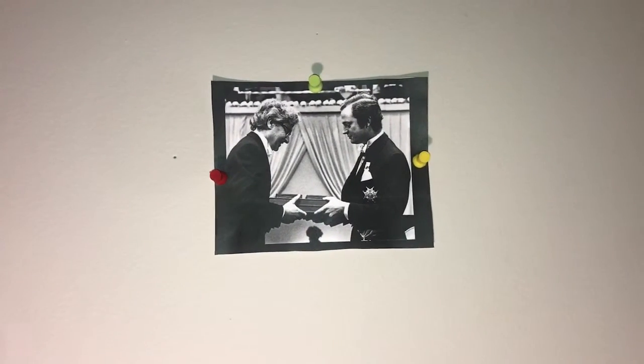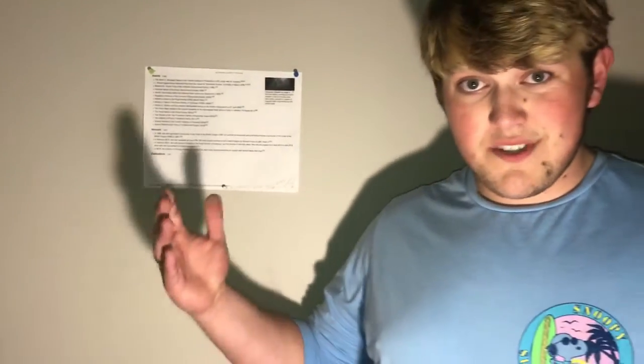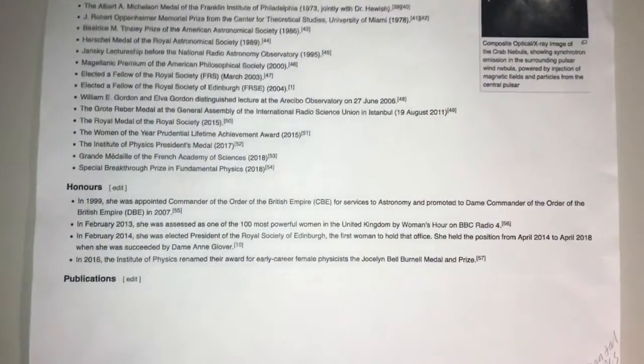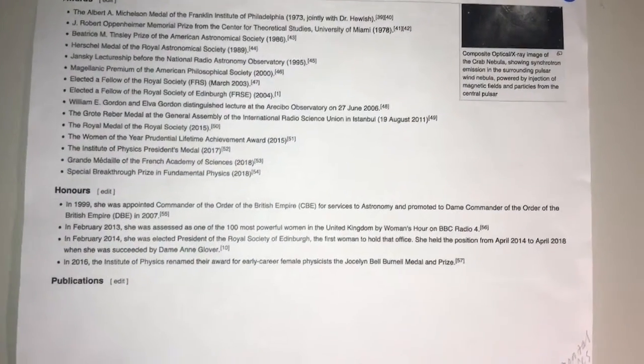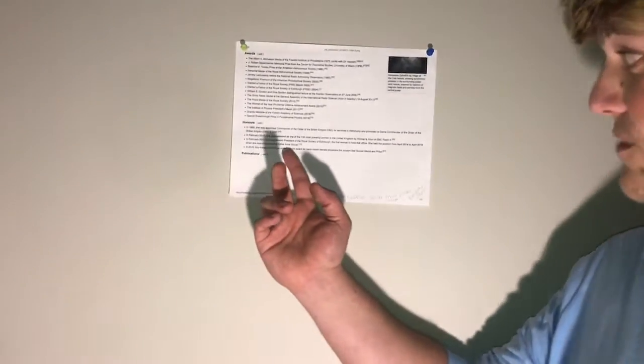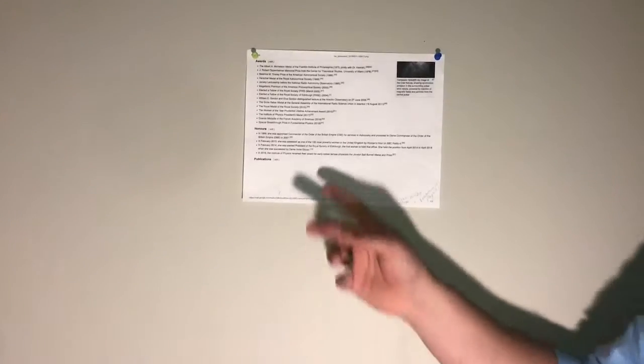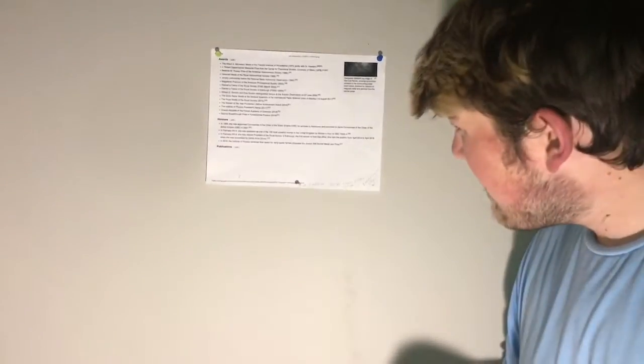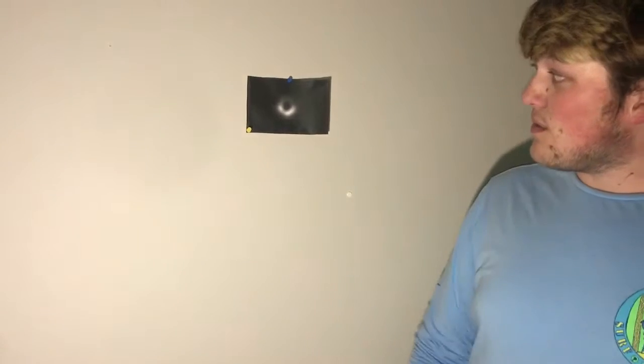Now, even though many people credit Bell with the discovery of the pulsar, she wasn't bitter for this. She was actually very humble, even in her youth. But don't feel too bad for her. She's actually received a lot of recognition for her work in science. I mean, just a quick look at her Wikipedia page gives some insight into the incredible awards and honors that she's received over the years, including the Institute of Physics renaming their award for early career female physicists the Jocelyn Bell Burnell Maudlin Prize. And lastly, I'd like to show you a picture of the black hole.